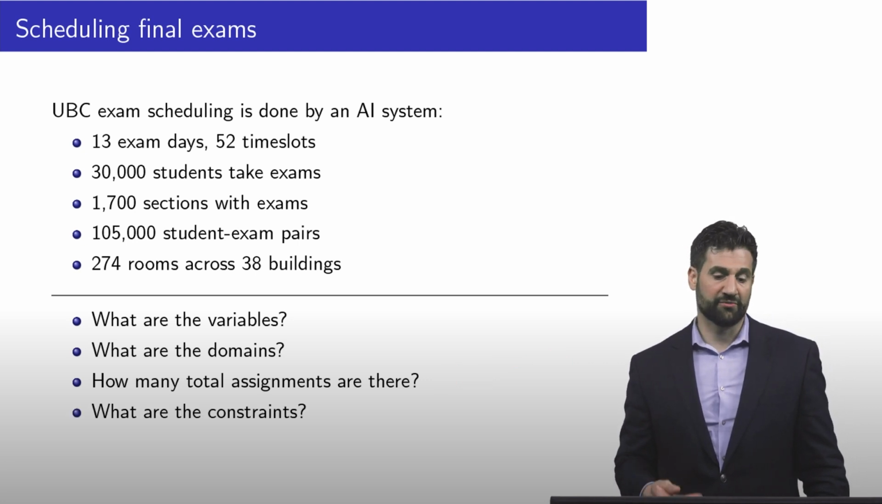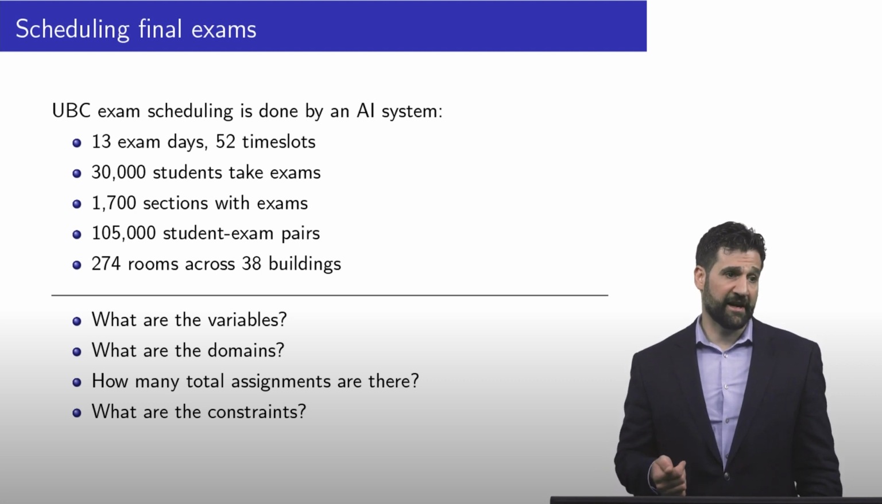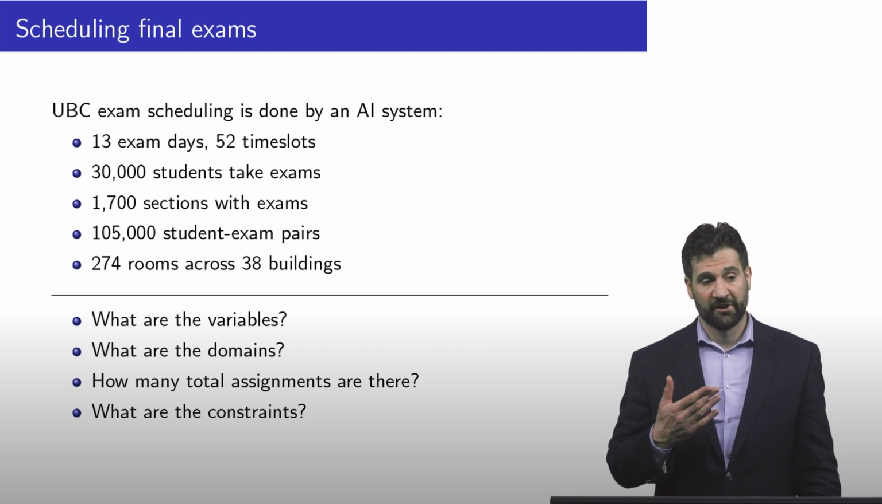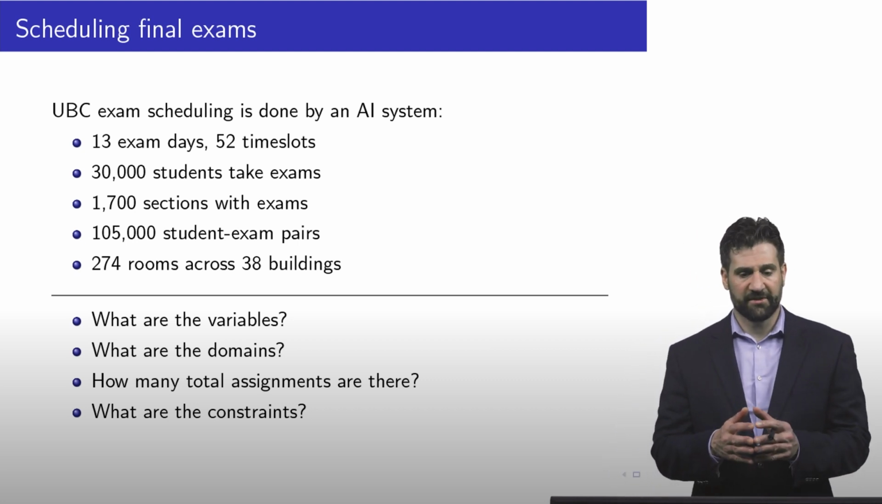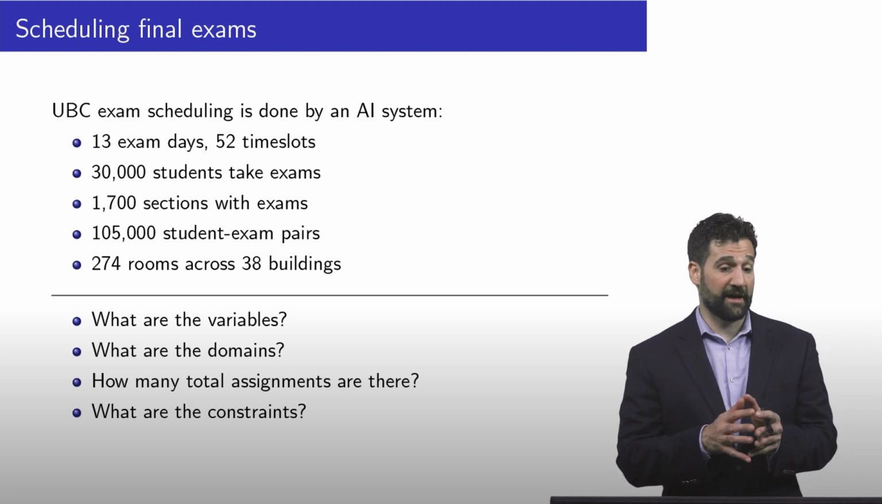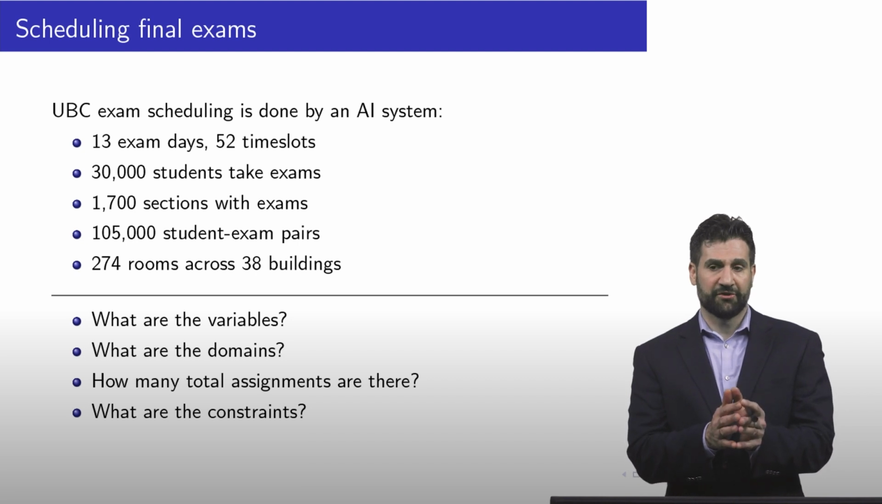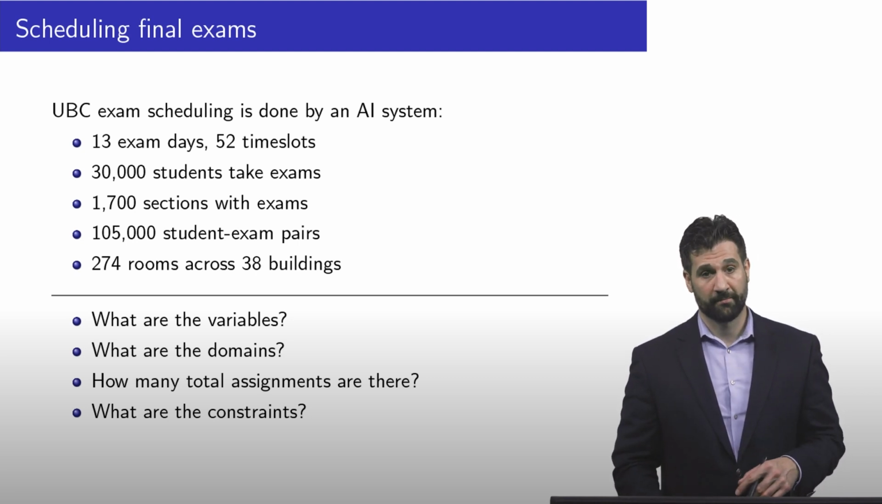So what are the constraints? Well, we can't have one time slot room pair that has multiple exams happening in the same room at the same time. So that's an obvious one. We have to make sure that students who are in multiple classes perhaps can't, we want to maybe not allow two classes that a single student is taking to have both exams at the same time.